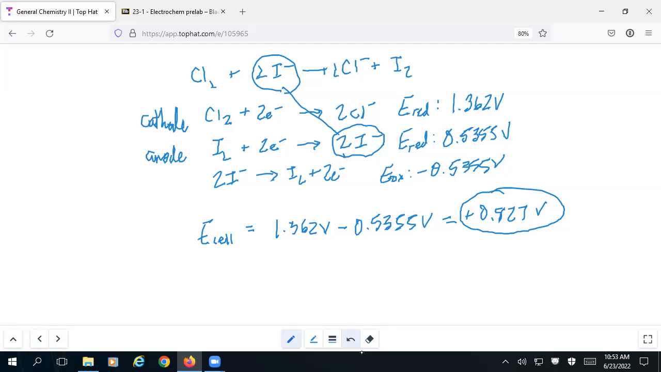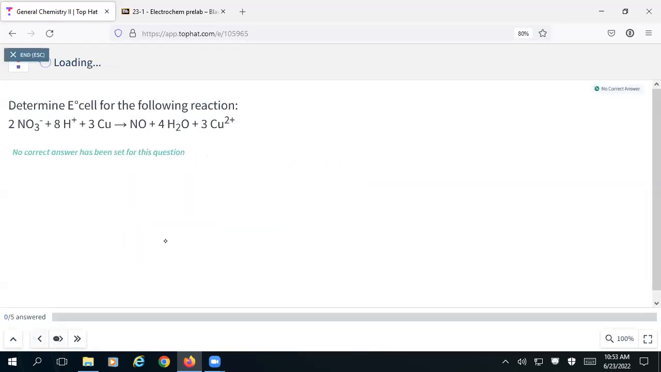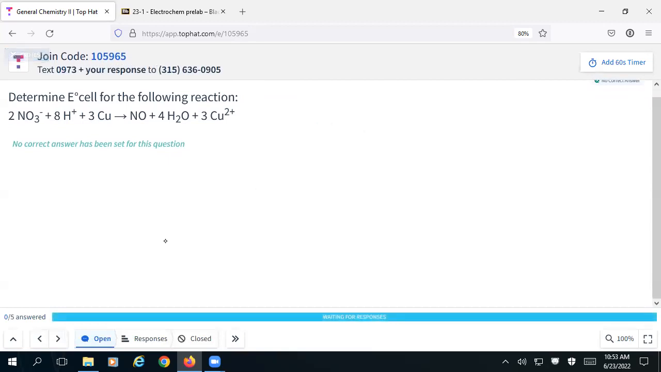All right, any questions about this example? All right, we'll do one more and then we'll put to end lecture for the day. Slightly more complicated one here. We've got the reaction between nitrate ion and copper metal to make nitrogen monoxide and copper 2 ion. And there's some hydrogens and waters in the way as well.